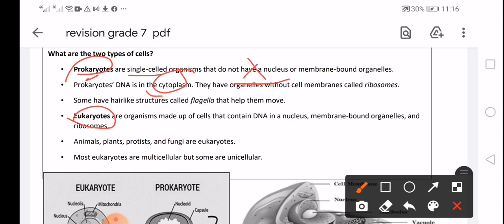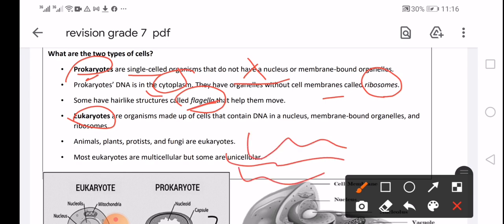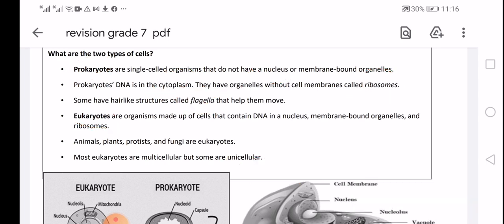They have organelles without a membrane called ribosomes. Some have a hair-like structure called flagella, and prokaryotes like bacteria have flagella. What is the importance of the hair-like structure or flagella? They help them to move.